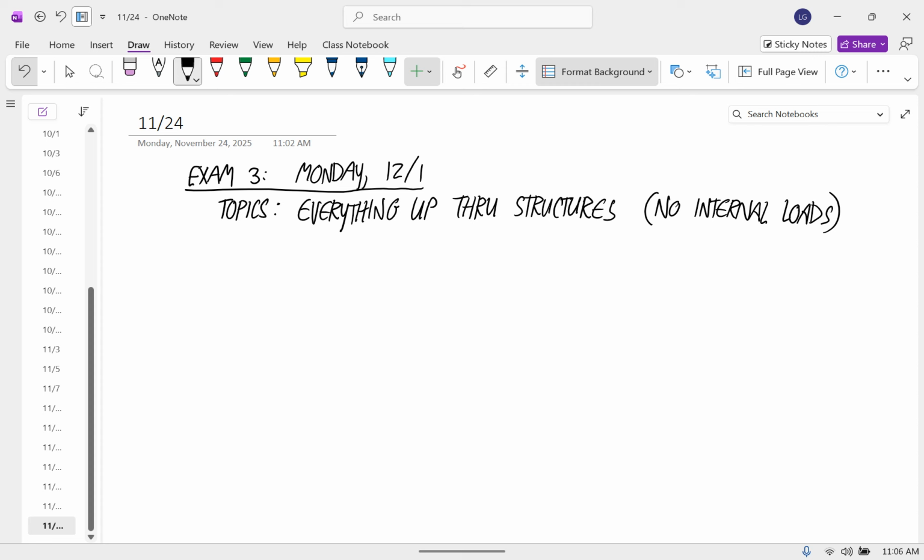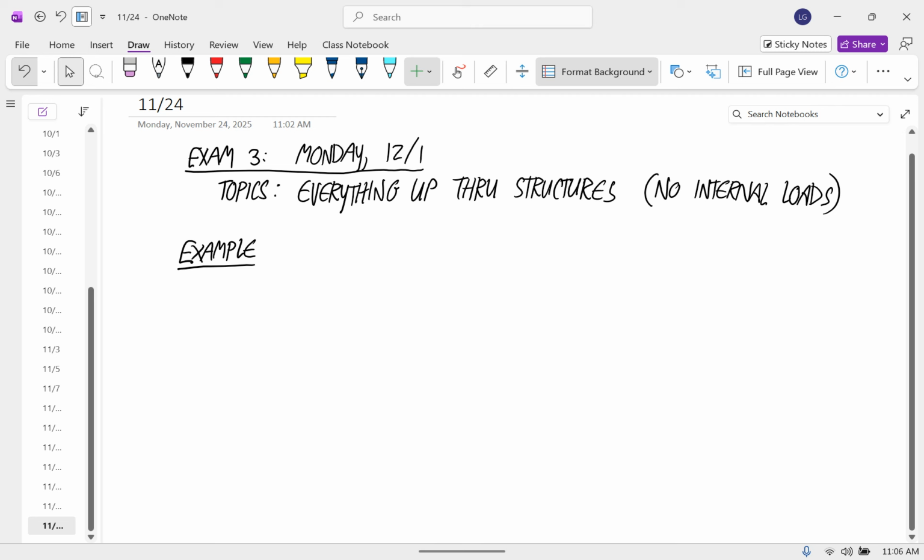Okay. So what we're doing today is internal loads. We've done some example problems with uniform distributed loads. So now I'm going to do one with a distributed load that isn't uniform. Will we be covering trusses in the exam? Oh, good question. No, I'm not going to do any trusses on the exam.